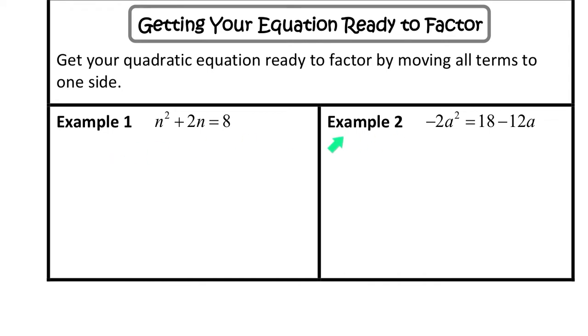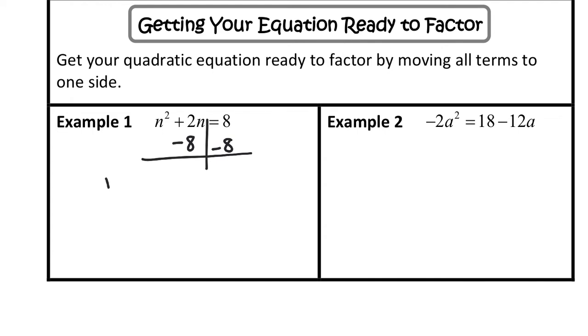Okay, so in these two examples here, we're just going to practice moving all the terms to one side. So let's take a look at this one here. I have n squared plus 2n on the left side, and I have 8 on the right side. So how do I get everything to one side? Well, I have 2 terms on the left and 1 on the right, so I might want to move the one on the right to the left. So what's the opposite of a positive 8? A negative 8. So I'm going to subtract 8 on both sides.